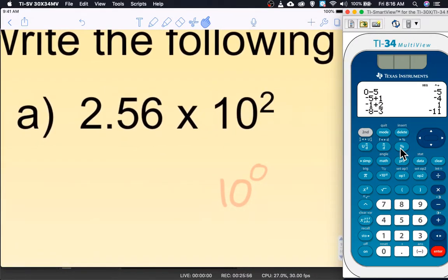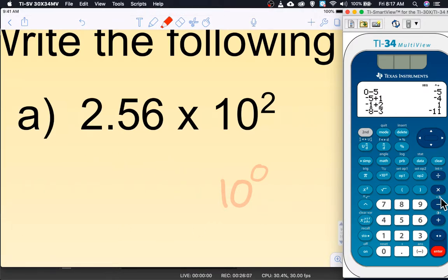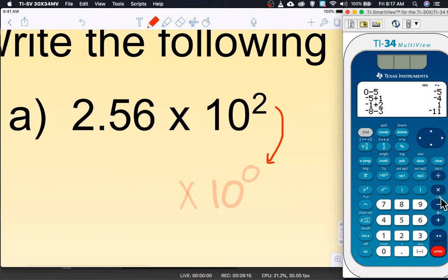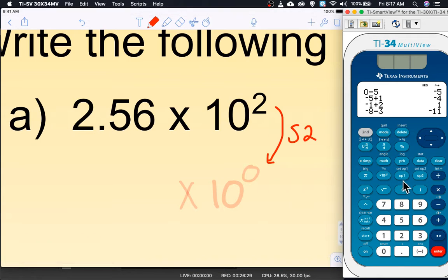So if I can make this a 10 to the power of 0, then this other number out front here will be my number in standard form. So let's get to it. Well, to do that, my exponent is going to do what? Well, he needs to get smaller by 2. To make my exponent go away, my exponent needs to get smaller by 2. 2 minus 2 is 0. So if my exponent gets smaller by 2, what's going to happen to my decimal piece? Well, it's going to get bigger by 2 decimal places.